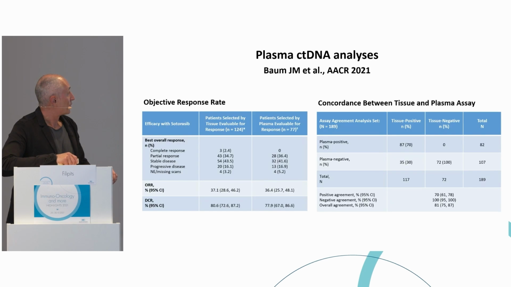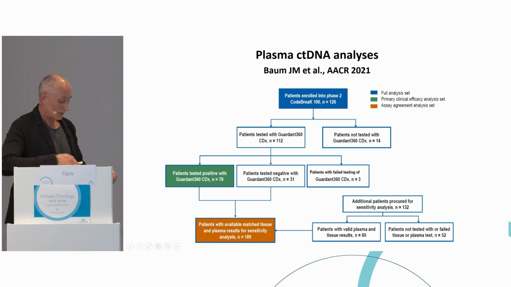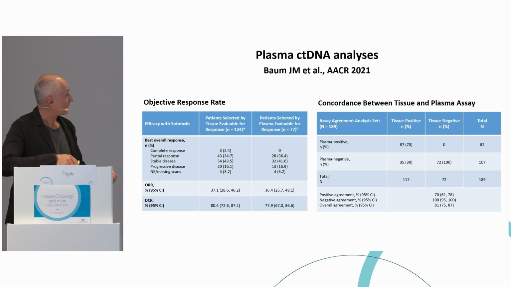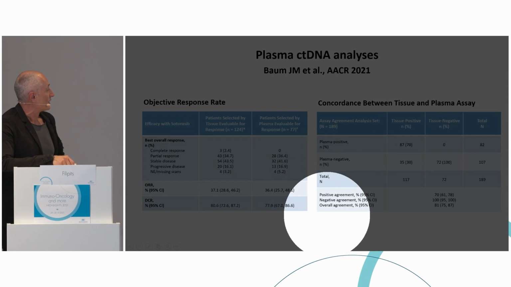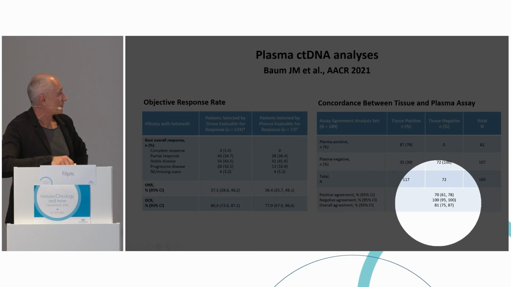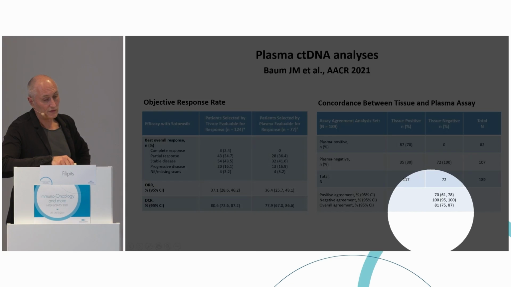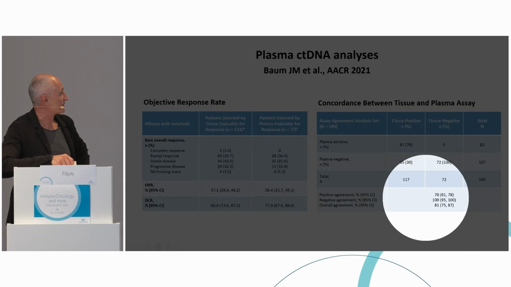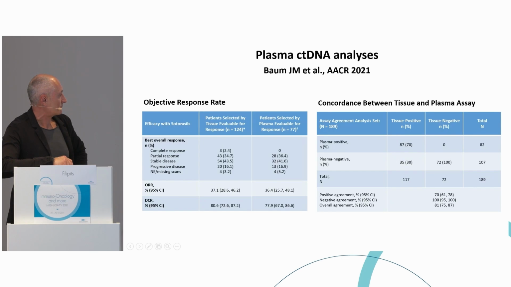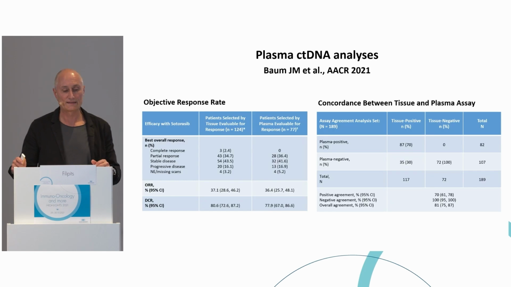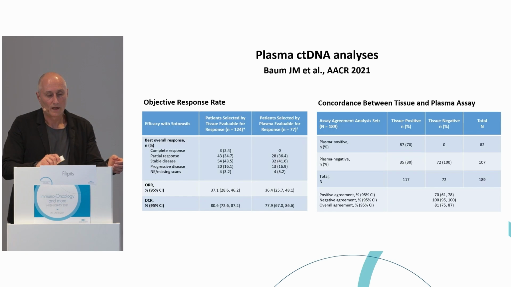With regard to the concordance between tissue and plasma, the overall agreement is pretty good with 81%. Also the negative agreement, which is 100%, is pretty good. The positive agreement is a little bit lower, but is still okay for this type of analysis. So I think it's the same situation as in the EGFR field, and I think these plasma assays can be used in addition to the tissue in selected patients.